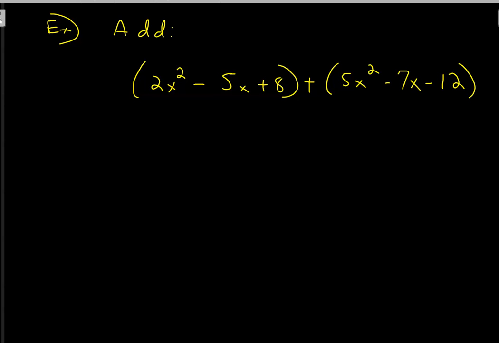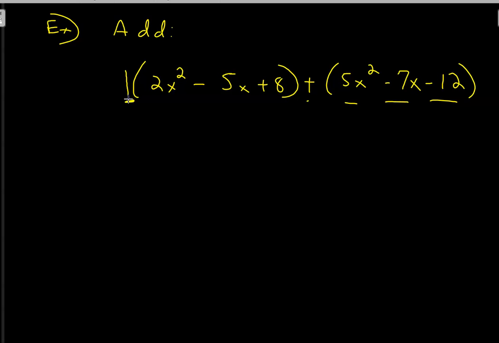This one says add. You're going to add parentheses 2x squared, subtract 5x, plus 8, then plus parentheses 5x squared, subtract 7x, subtract 12. So you're going to add those. Basically you've got to decide the number and the sign that's in front of the parentheses, and because there's nothing in front of this set of parentheses, it's an understood positive 1.